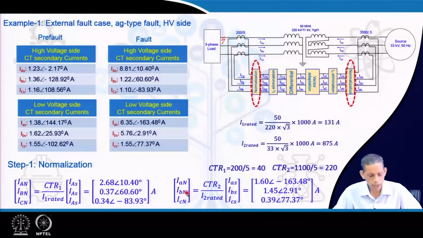Similarly, on the low voltage side, after applying this to the low voltage currents, we get the CT ratio values of 1.6 and 1.45 for phase A and phase B, which have the higher currents, after the normalization. So this is the first step, the normalized current, both at the high voltage and low voltage levels.